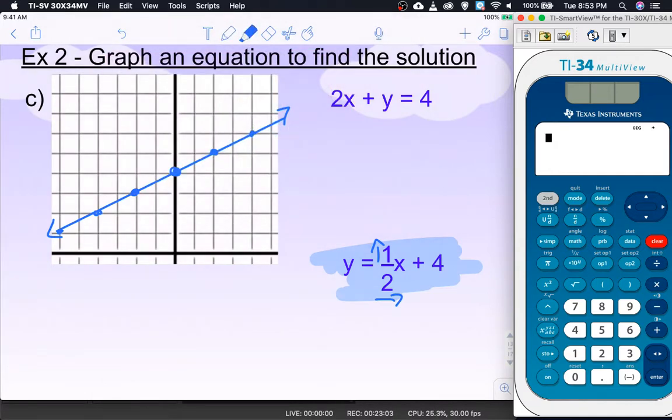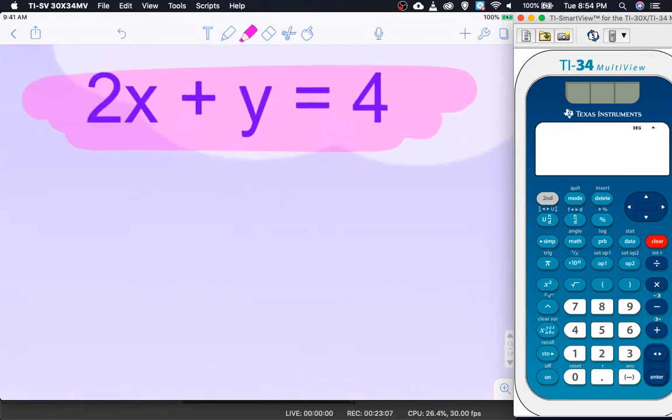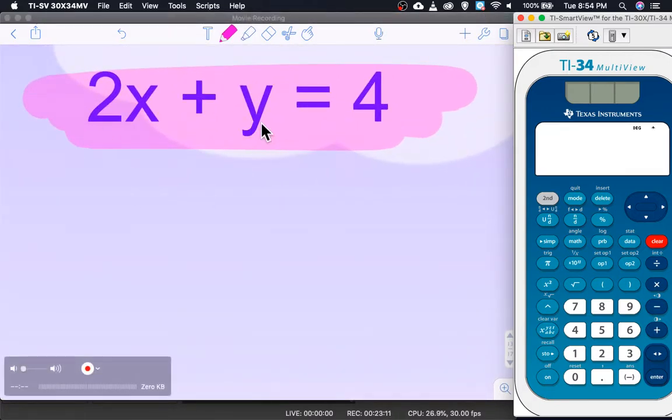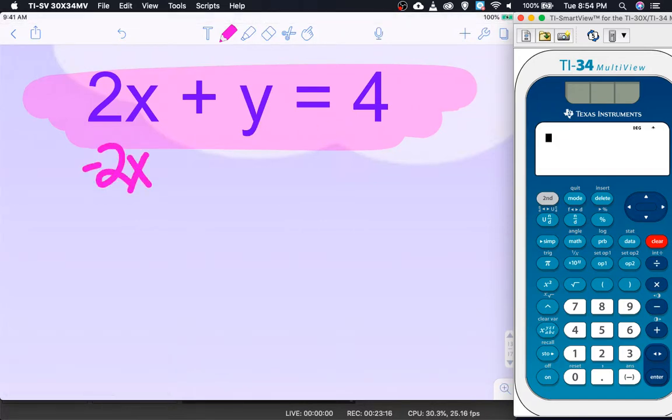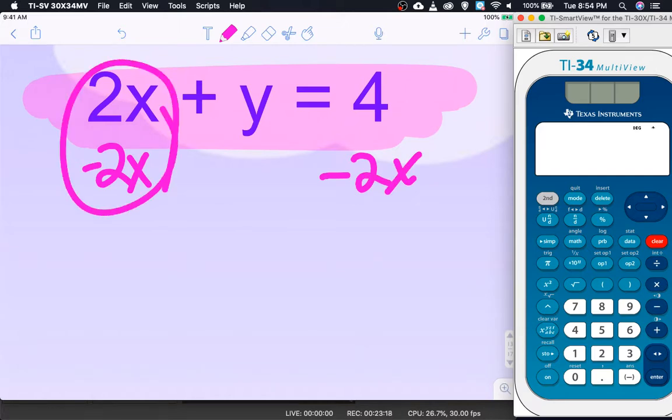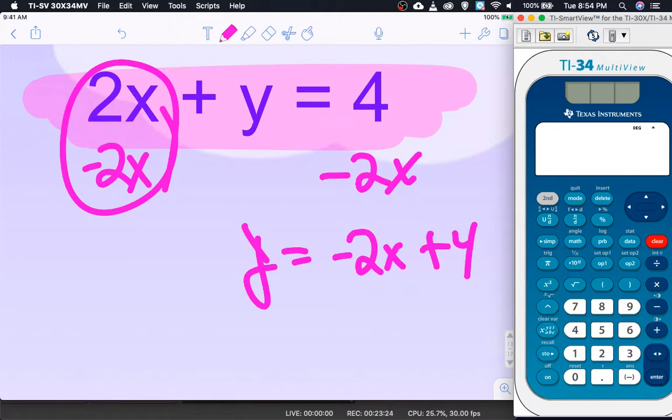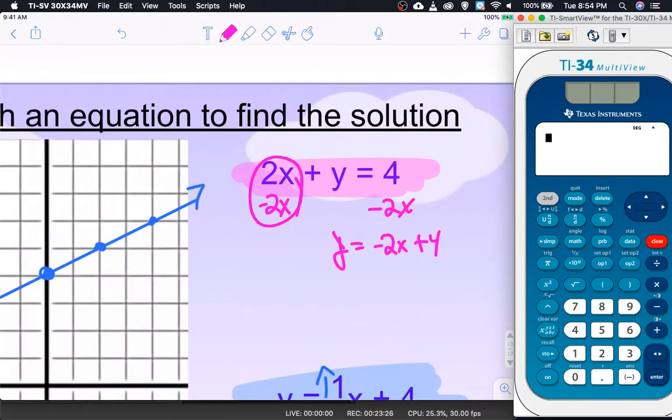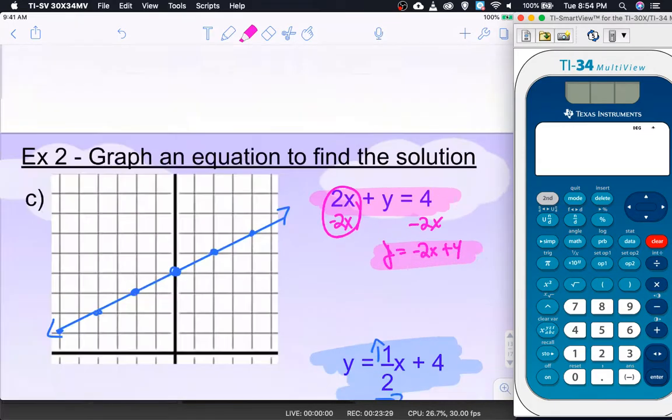Let's go with pink this time, this magenta color. Okay, so here's my magenta line. But that equation is not in slope-intercept form. My y variable is not by itself. We can do that very easily by subtracting 2x on both sides. And we have y = -2x + 4. That is slope-intercept form now, so that's what I'm going to graph.